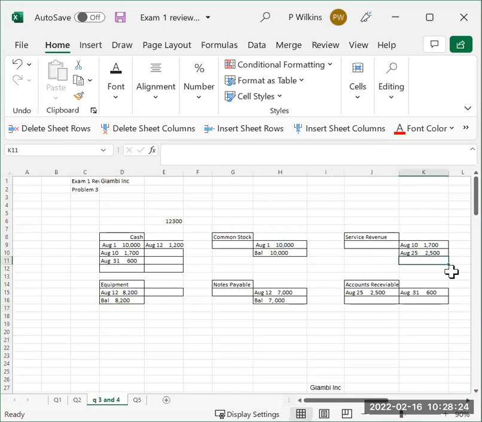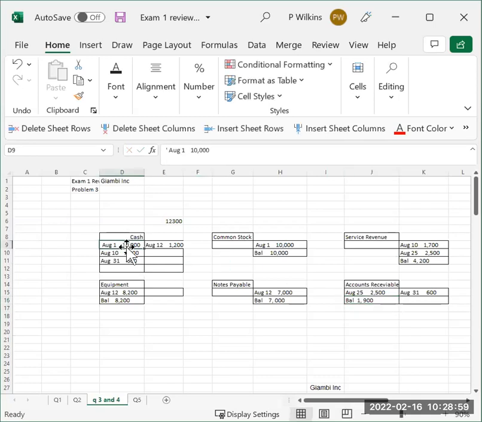For the service revenue, we see a credit balance of 1,700 plus 2,500, so that's 4,200. For accounts receivable, we have 2,500 on the debit side and 600 on the credit side. So the balance is going to go on the debit side because it's the bigger side, and it is also the normal balance of accounts receivable. So we take $2,500 and subtract the credit side of $600. That gives us a balance of $1,900.